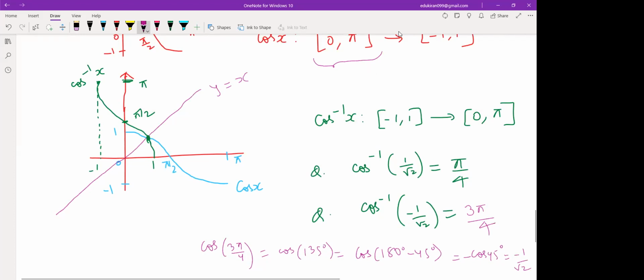Sir, if it is not coming between 0 to pi? Then you have to solve and check. That is what you have to see, that the value must be between 0 and pi. If someone takes cos inverse of 2, it is not defined because 2 is not in the domain, but minus 1 by root 2 is in the domain, minus 1 to 1. So that must give some angle.